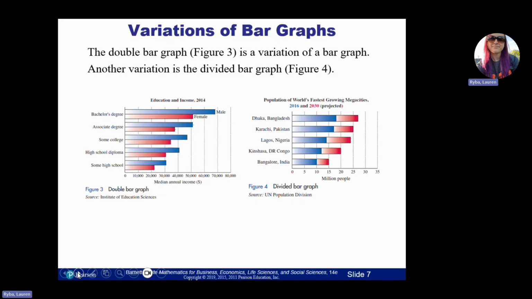Another type of bar graph here, sometimes it's called a stacked, our book calls it a divided bar graph, but sometimes it's called a stacked bar graph. And this one here is talking about population and where they're projecting that population to be. So the blue bar is what is current as of 2016. And then what they did was they predicted or projected where they think it's going to be. So then they added this red box of how much they think it's going to grow in the future.